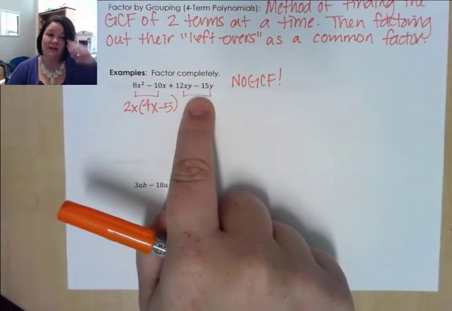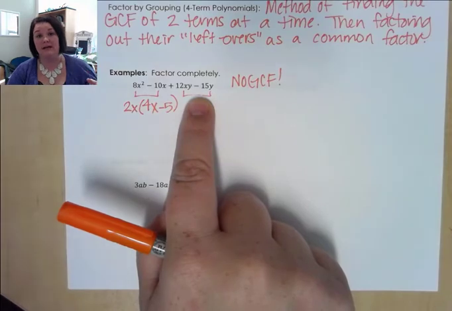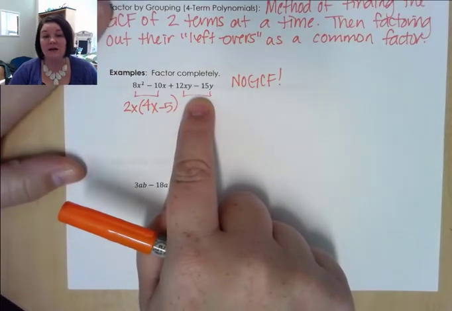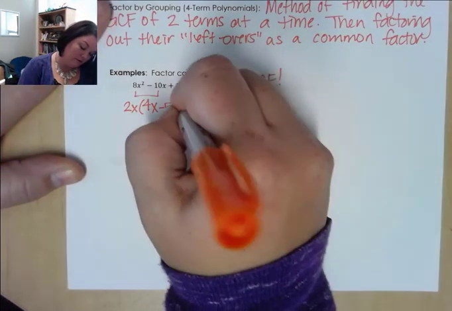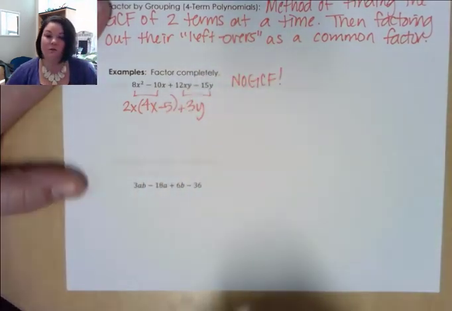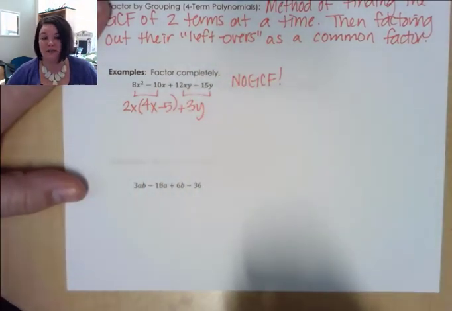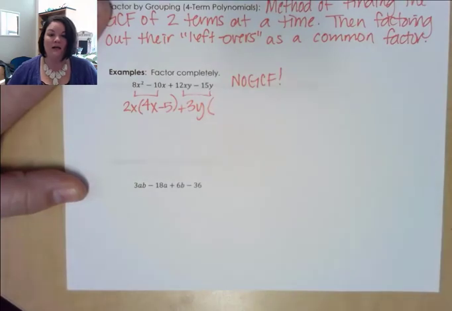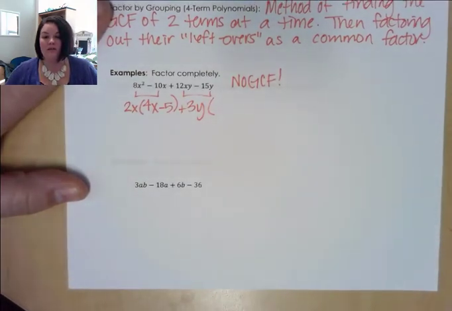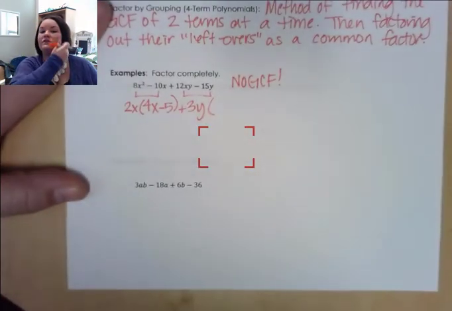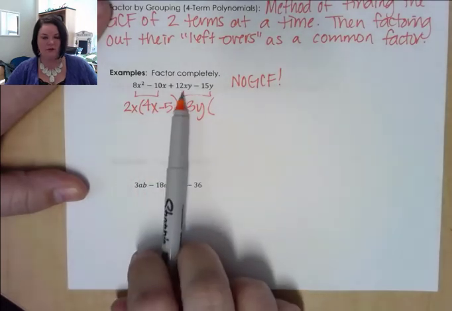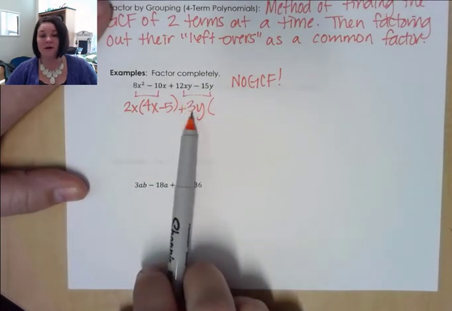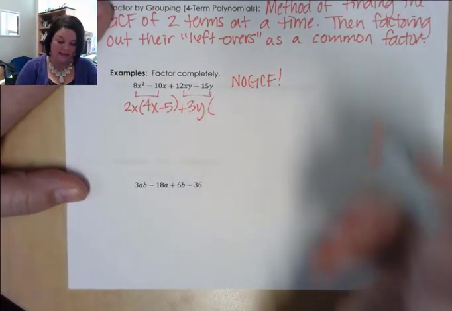And you have to decide if you're taking out a positive or a negative greatest common factor. I'm going to go ahead and just take out a positive 3y. And if that doesn't work out, then I can go back and try it as a negative. So if I take out a positive 3y, I want to know what is going to be left over in my first term. So 12xy divided by 3y is going to leave me with a 4x.